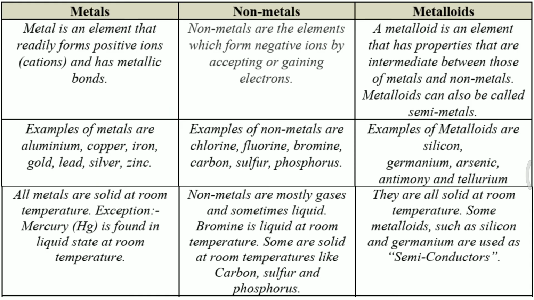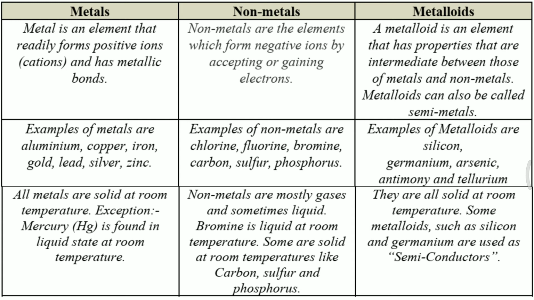All metals are solids at room temperature, exception mercury is found in liquid state at room temperature. So you can see in thermometers, mercury in the liquid form is present for measuring the temperature. Mercury is found in the liquid state, while all other metals are found in the solid form at room temperature.